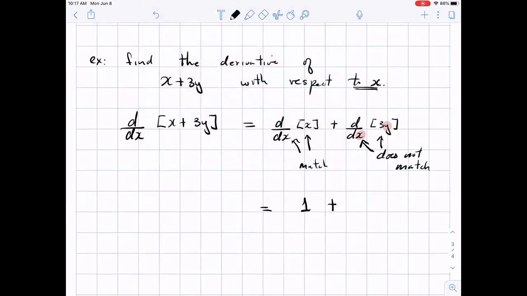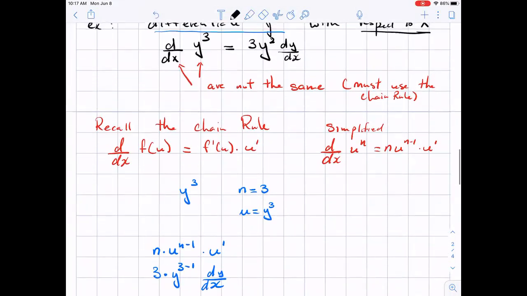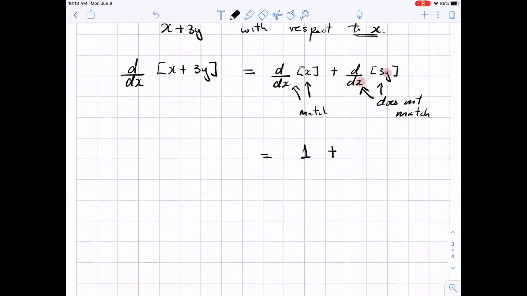So we'll use the chain rule just as we did above. So we'll take the derivative of the function. So the derivative of 3y is just 3. But because now we have to use the chain rule, this becomes dy dx. So anytime the variable does not match, you have to do implicit derivatives.